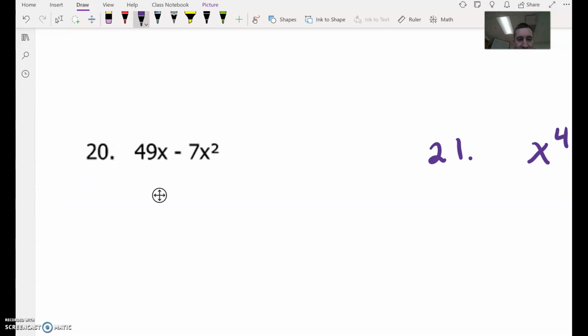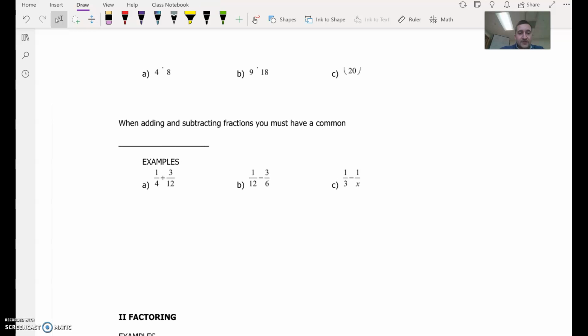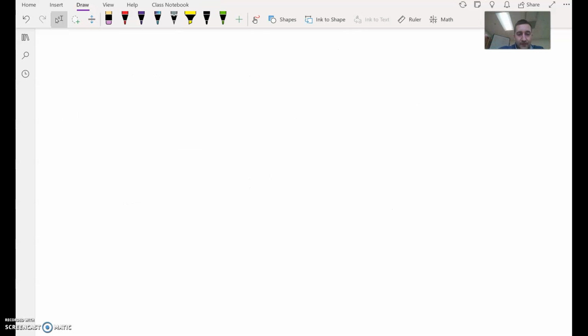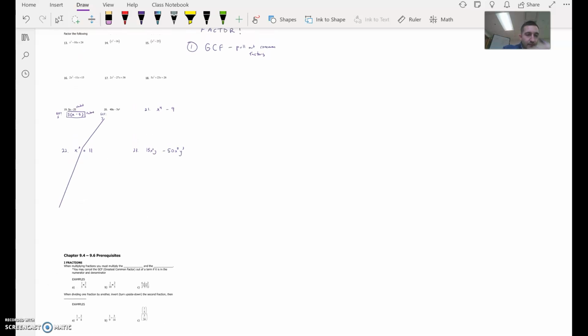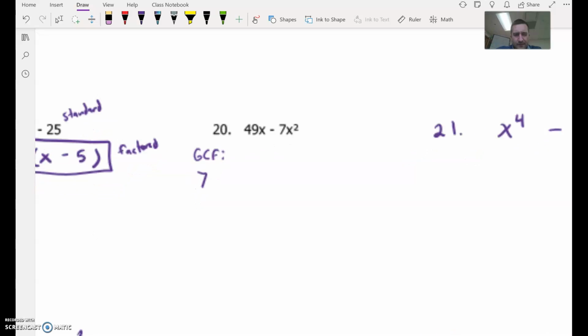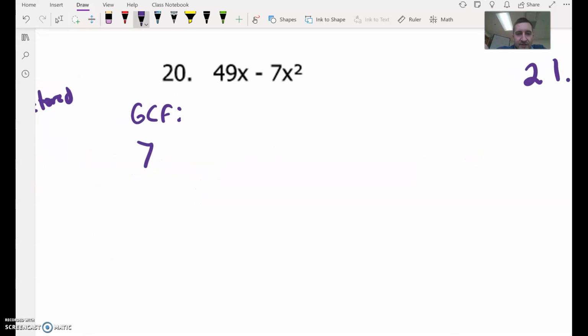49x minus 7x squared. Do they have a GCF? They do. They both share a 7, but they also both share an x. 49x, there's 1 x in there. 7x squared, there's 2 x's in there, so they at least share 1 x. They share a 7 and they also share an x. So the GCF is 7x. So that is what I pull out on the outside.